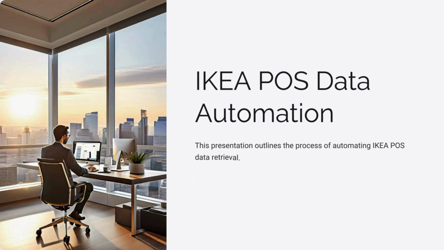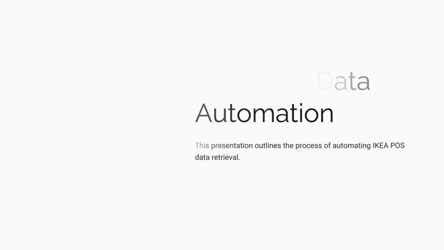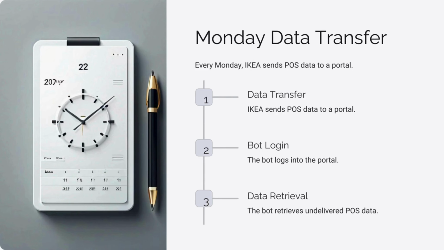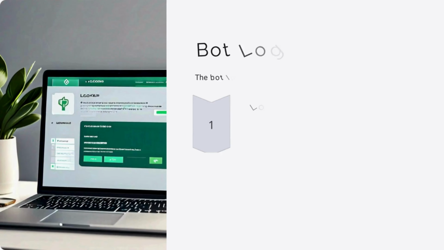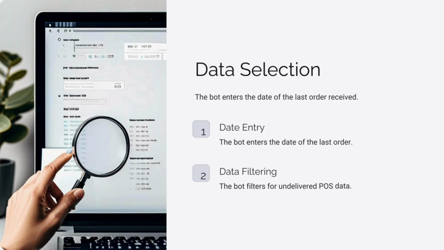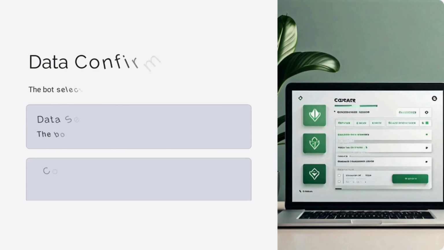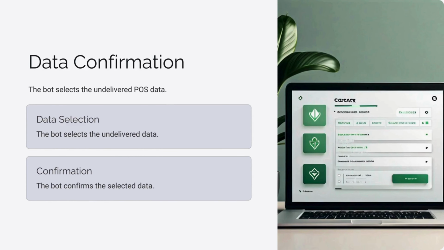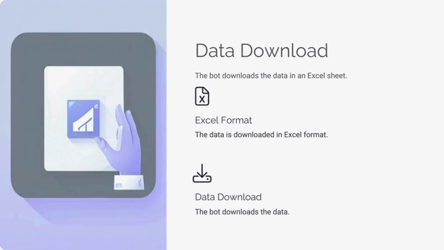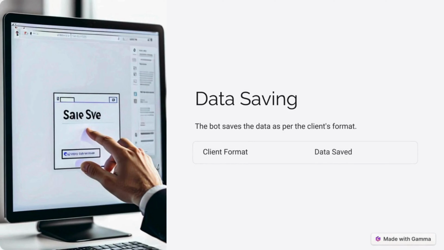Every Monday, the IKEA client sends their PO's data to a portal. The bot logs into the portal at a specific time on Monday using login details. It then enters the date of the last order received to find undelivered PO's data. The bot selects these orders, confirms them, and downloads the data in an Excel sheet as per the client's format. Finally, the bot logs out of the portal after saving the data.